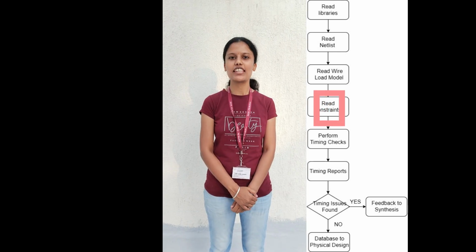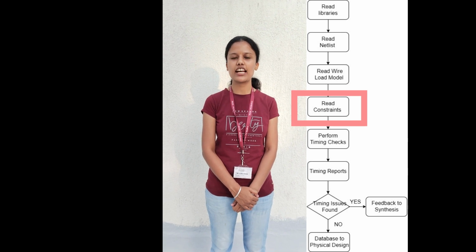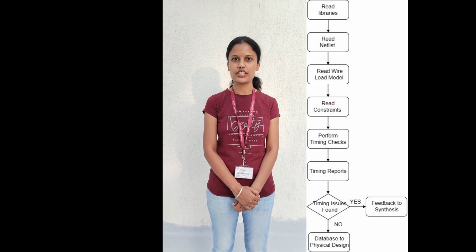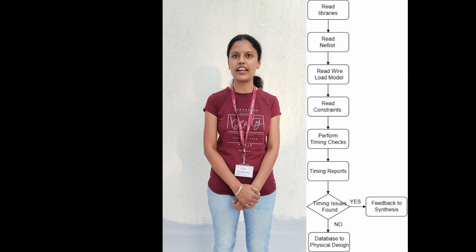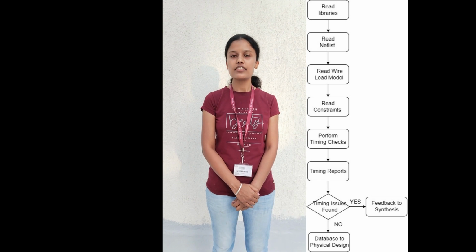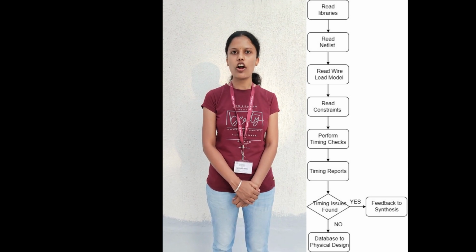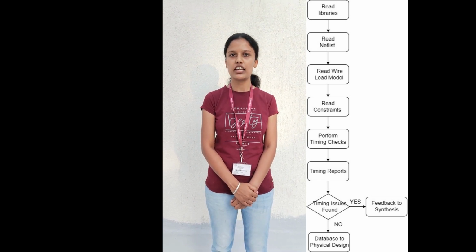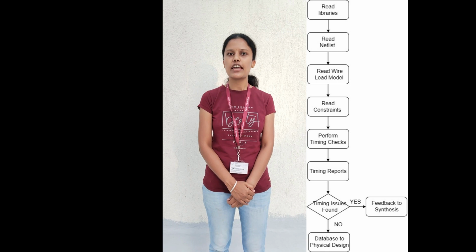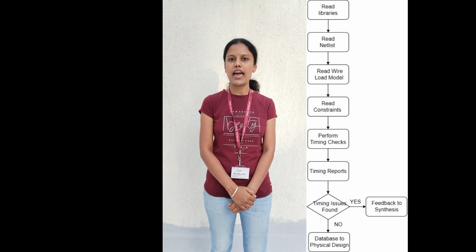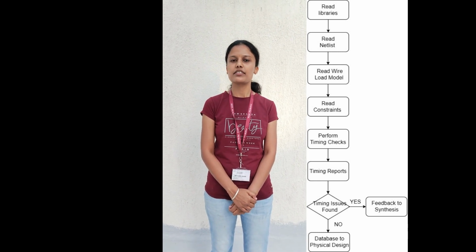The fourth step in the STA flow is to read the constraints. I am the constraints. The constraints are very important for performing static timing analysis and getting correct results. The constraints given should be accurate in order to identify all the timing issues. The constraints include clock definitions, AOCV, OCV parameters, input and output delays, max-min transition times, and max-min load values.